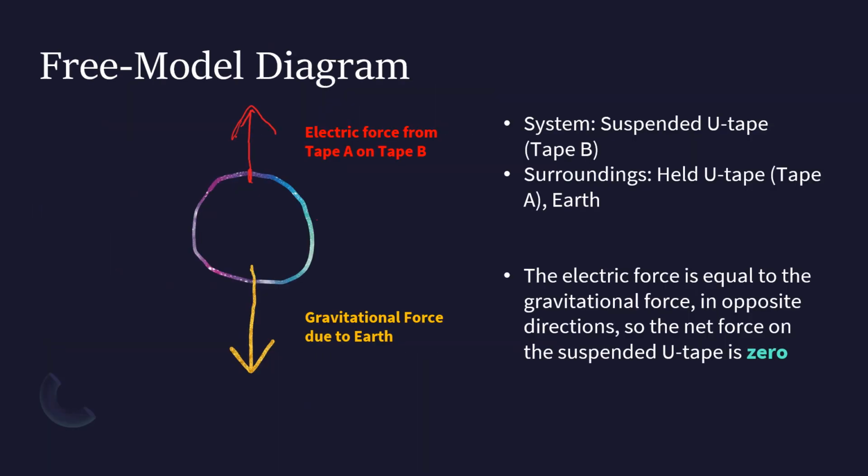Here's the free body diagram for our system, which is the suspended tape, or tape B. Here we see that the electric force points up and the gravitational force points down. The electric force is equal to the gravitational force in opposite directions, so we can assume that the net force for the suspended U-tip is 0.